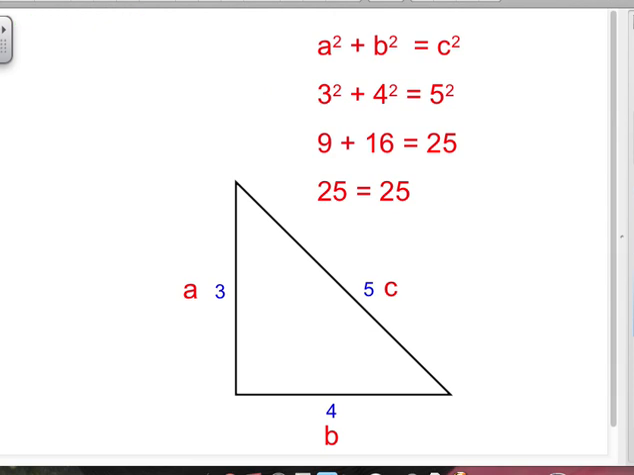Let's look at an example here. I've got this nice little right triangle. Right, I'll prove it to you. I'll put that little box down there. Okay, now we're comfortable. We know it's a right triangle.